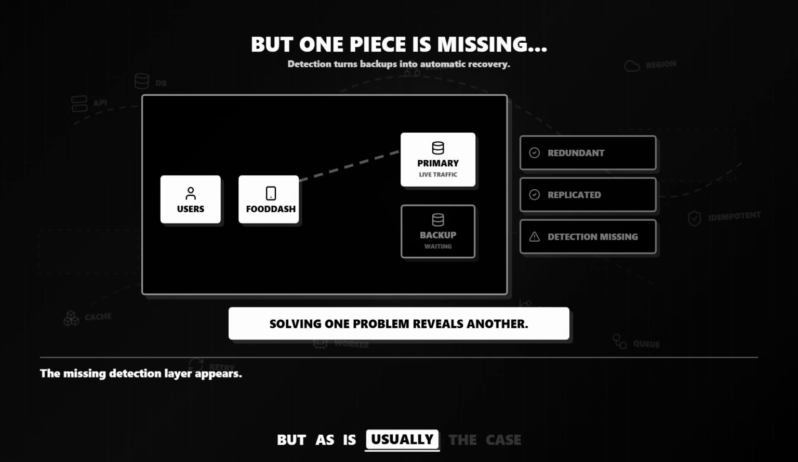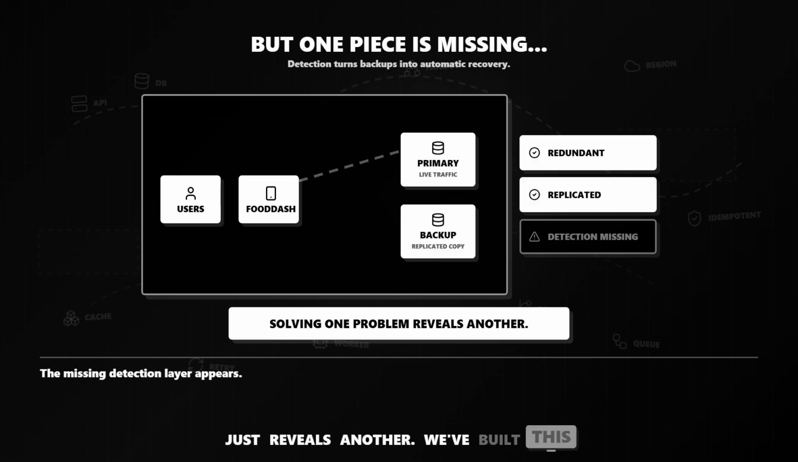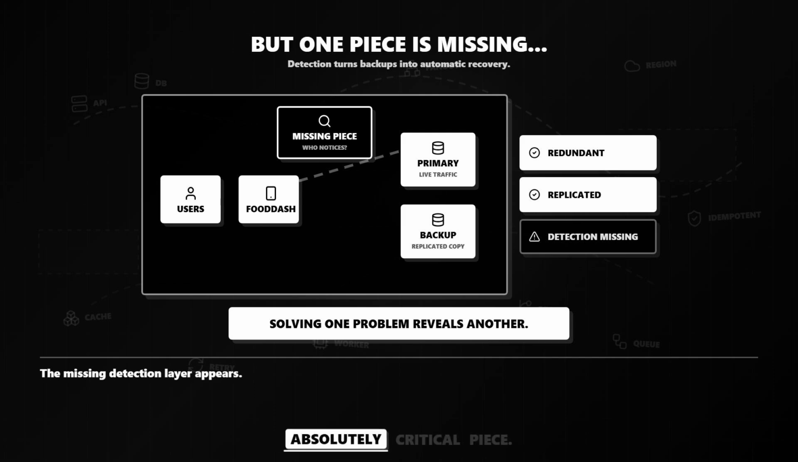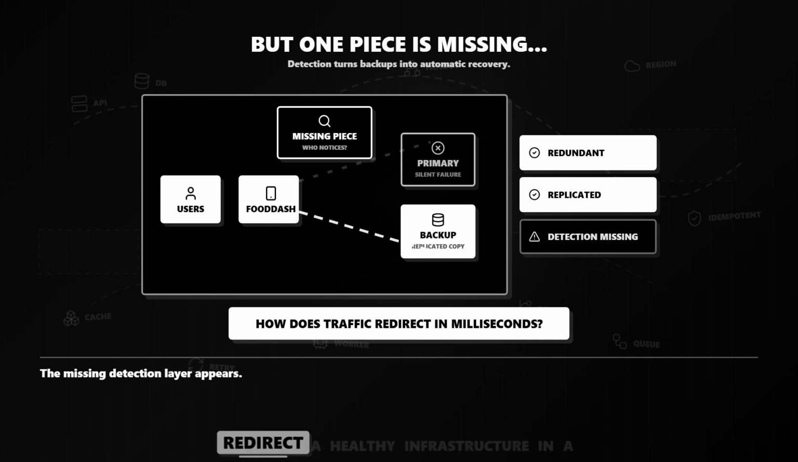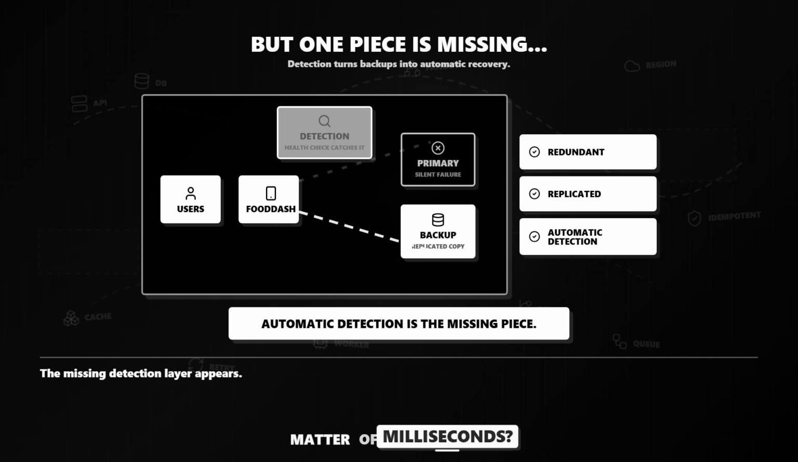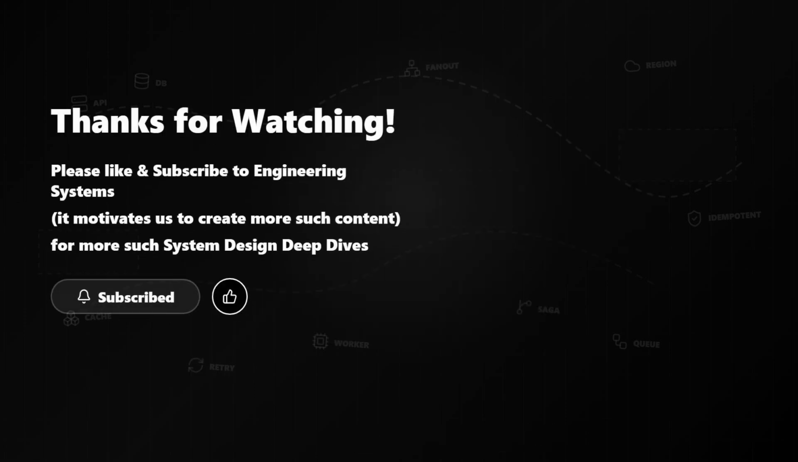But, as is usually the case in engineering, solving one problem just reveals another. We've built this beautifully redundant, replicated system, but we are missing one absolutely critical piece. When a component fails, how does the system actually know it has failed? How does traffic automatically redirect to healthy infrastructure in a matter of milliseconds? Redundancy alone isn't enough. We need automatic detection, and that is exactly what we'll dive into in our next explainer on failover and health checks.